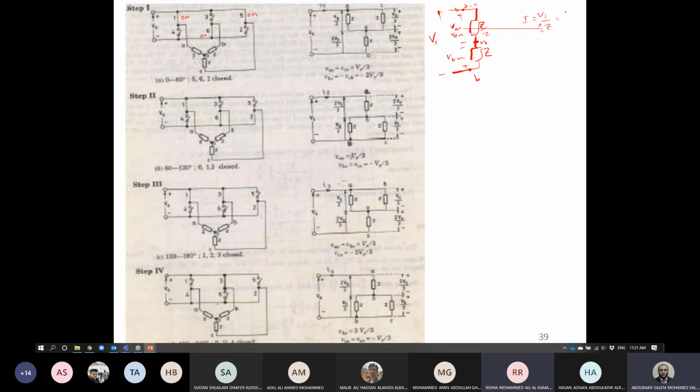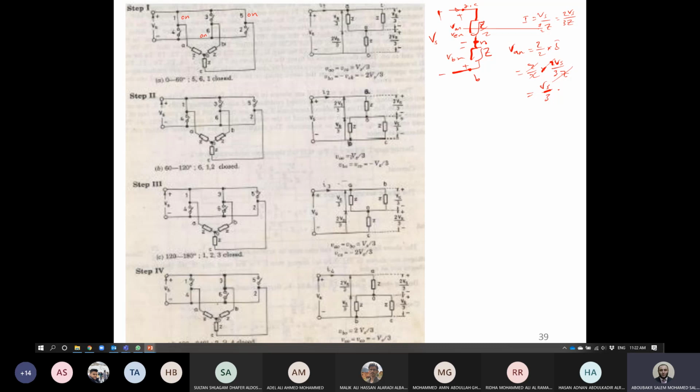So we can say now it's 2 VS over 3Z. Is it right? Yes. So what about the voltage drop on the first phase here, or VA? We can say now VAN equals Z over 2 multiplied by I, which is Z over 2 multiplied by 2 VS over 3Z. So Z will be omitted here, so it will be now VS over 3.